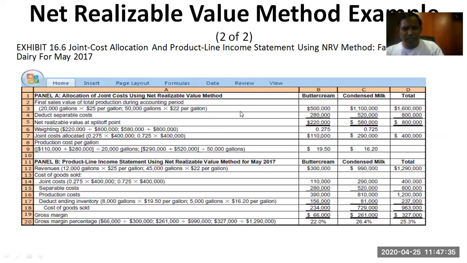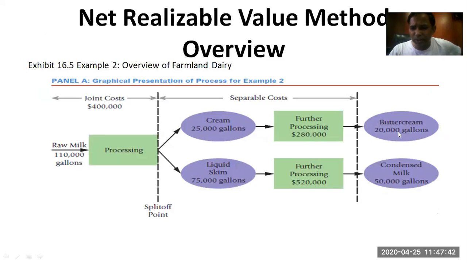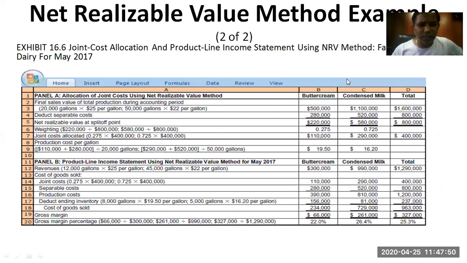Separable cost and sales value are given. If you go back to your slide, you will find that buttercream is produced 20,000 gallons and condensed milk is 50,000 gallons. The price given is $25 per gallon for buttercream and $22 per gallon for condensed milk. So you can generate your revenue, that is sales value, minus separable cost.